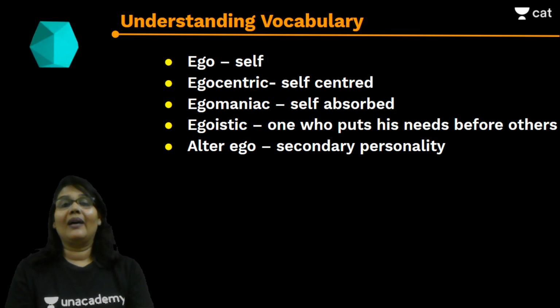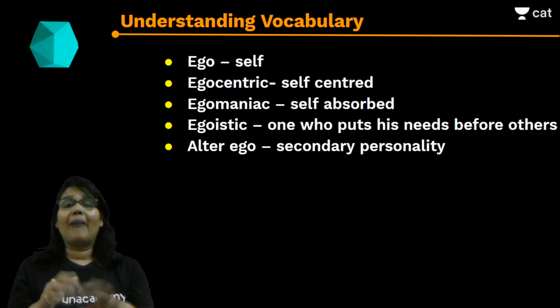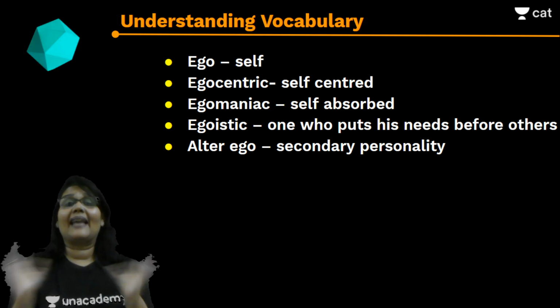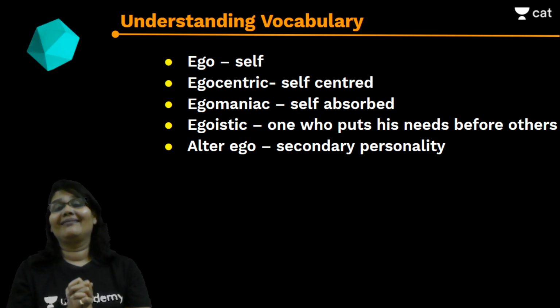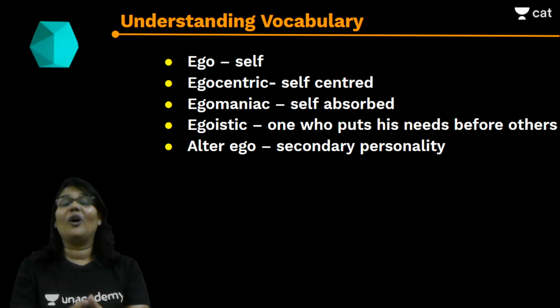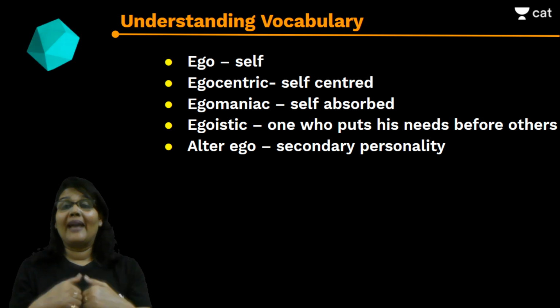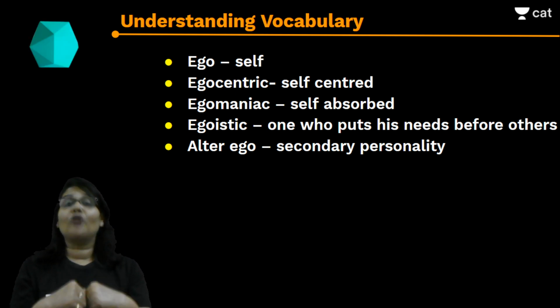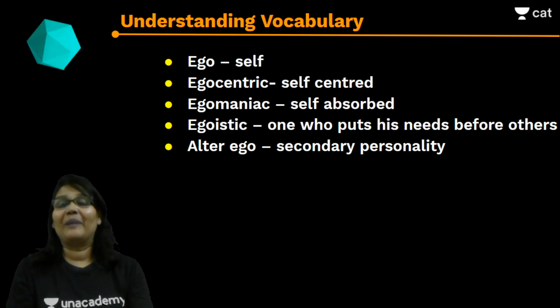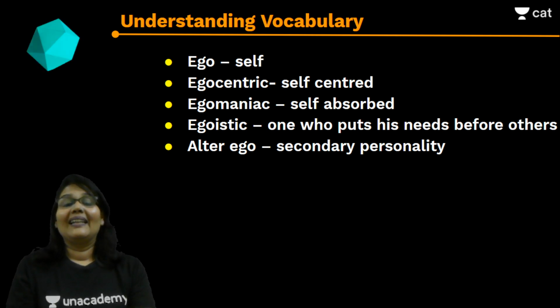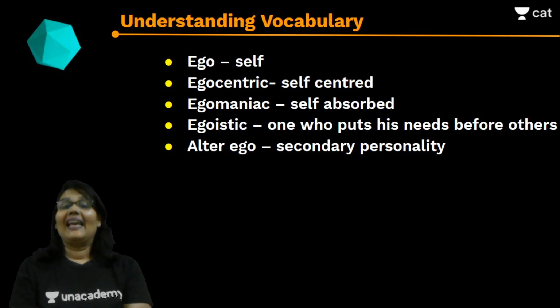Then we have the word egomaniac. Egomaniac means self-absorbed. That means he does not see anyone outside himself; he has no time away from himself. That is what an egomaniac is. If he gets free from himself, only then will he notice others. That is an egomaniac person. Let's go to the next word, guys.